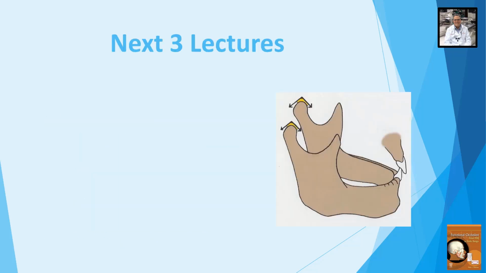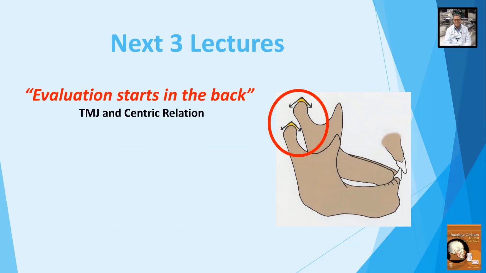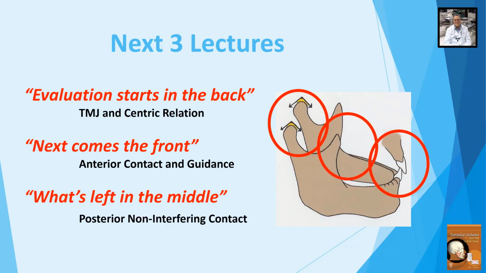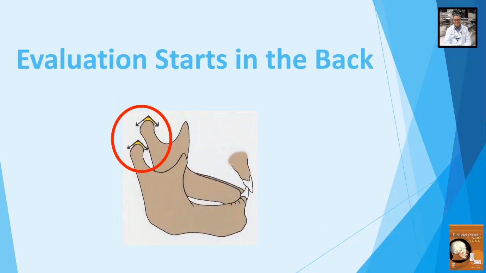So for the next 3 lectures, and the first one will start today, just in a minute, we're going to first start with the back. The evaluation starts in the back. We're going to go into the TMJ and centric relation. Then the next lecture we'll go to the front for the anterior guidance and contact. And then the easy part is what's left in the middle. We'll talk about what we're going to define as posterior non-interfering contact. So today, we're going to begin with the conversation of evaluation starts in the back.